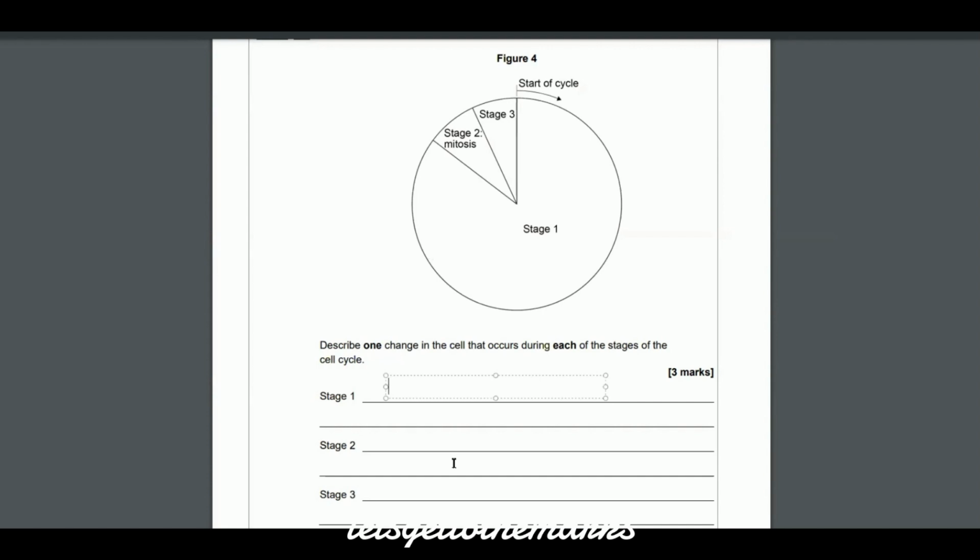Stage 1, there's a whole bunch of things you could say. DNA doubles. You don't have to say doubles, you could say replicates. The cell grows in size, so it actually gets bigger in stage 1. We could also say more protein made.